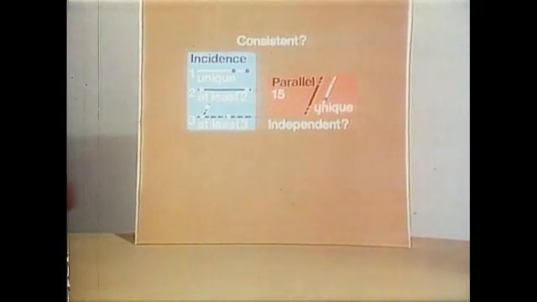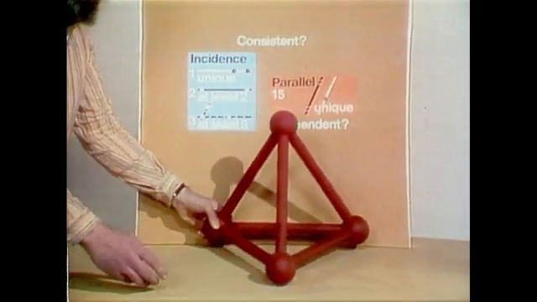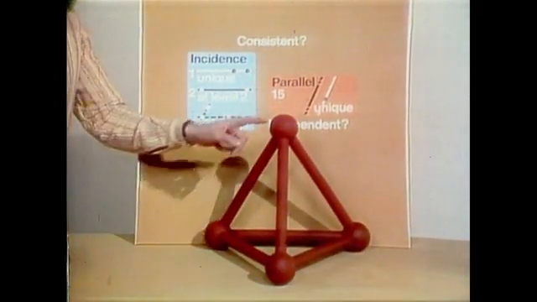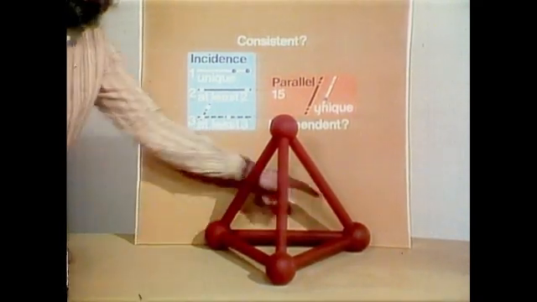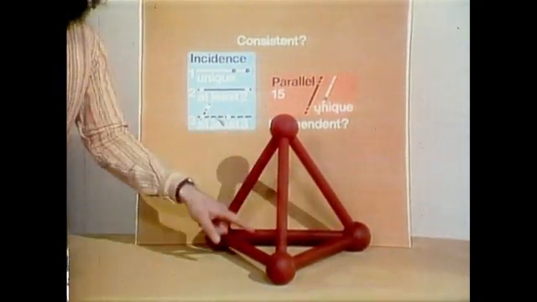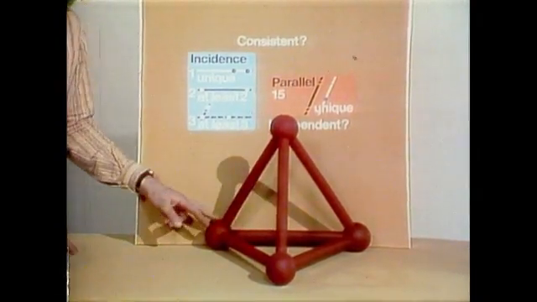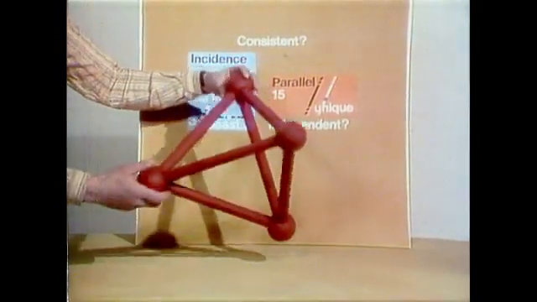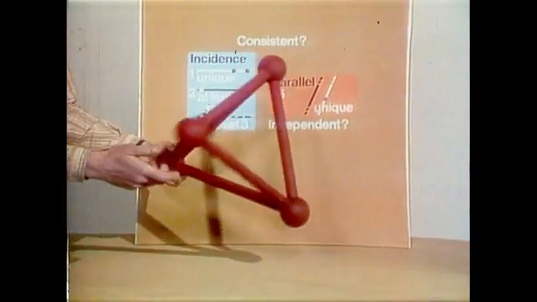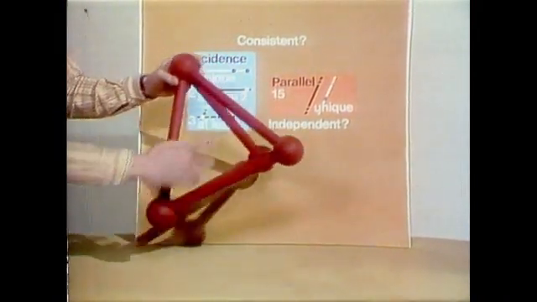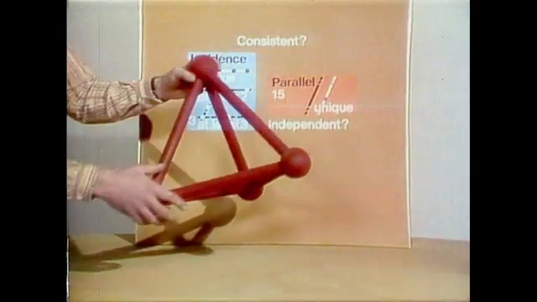And I have such a model here. Each of these balls is a point, and each of these rods is a line in this model. So there are just 4 points and 6 lines. There aren't any others. For instance, on this line, there's just these 2 points and no others.